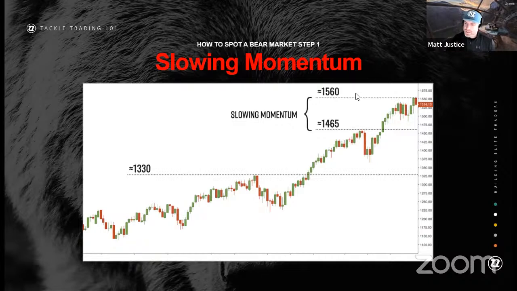Well, it first started with the concept of slowing momentum. As you can see, we're tracking R1 to R2 to R3. R1 to R2, you see an increase of 135 points, and then you see an increase of 95 points. The market's still bullish. It's just losing momentum. It's losing a little bit of steam.